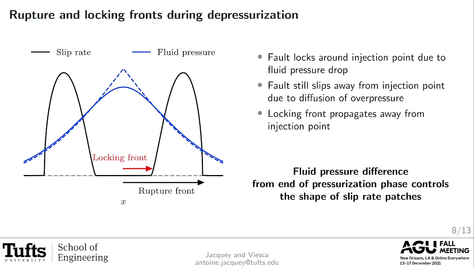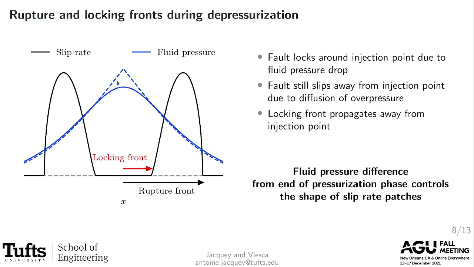During the depressurization phase, we can still see that there is a rupture front defined the same way as during the injection case, but also there is a locking front which drives the locking of the fault from the previous injection point, and which propagates away.